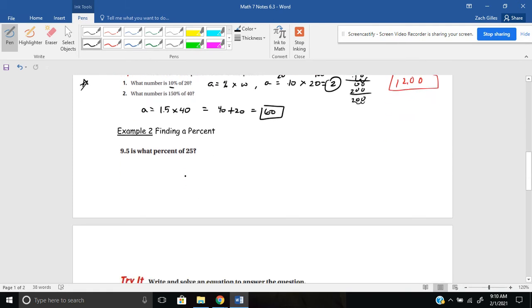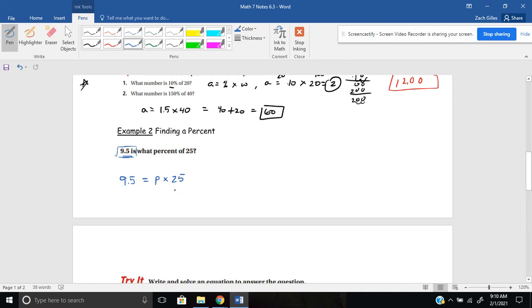And the next example, we'll find a percent. So it says 9.5 is, remember, is that keyword, corresponds with the part. So 9.5 is what percent? I'm looking for my percent, which the abbreviation is P in my equation, of 25. So times 25. All right, 9.5 equals P times 25.